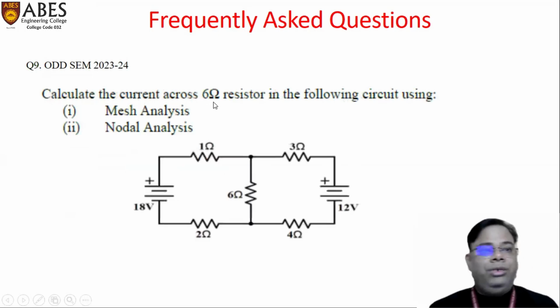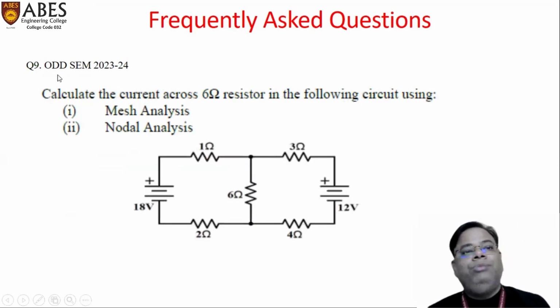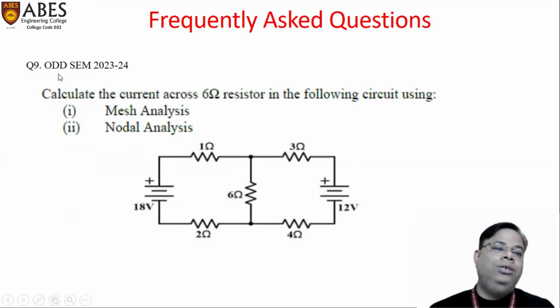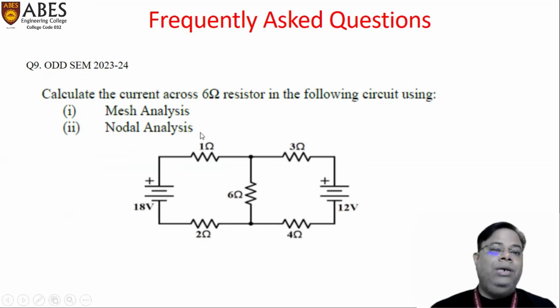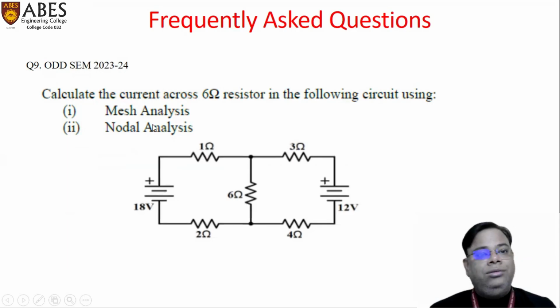Next question, question number 9. As you can see here, this one has been asked in the odd semester 2023-24: calculate the current across the 6 ohm resistance in the following circuit using mesh analysis. The first and second methods are mesh analysis and nodal analysis. For applying the mesh analysis method, you can refer to my lecture number 3, and for applying the nodal analysis method, you can refer to my lecture number 4.